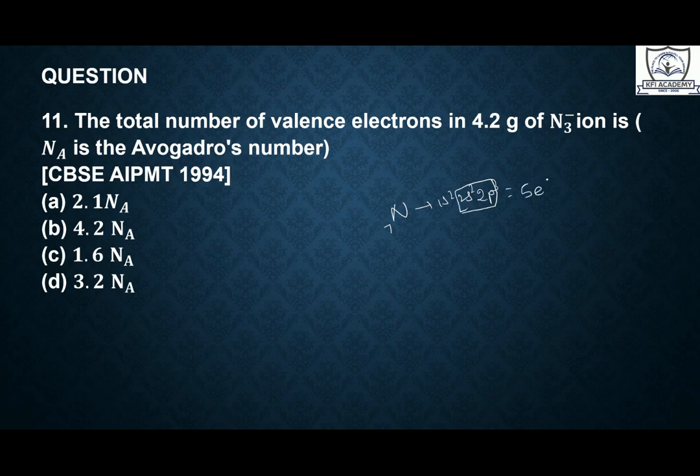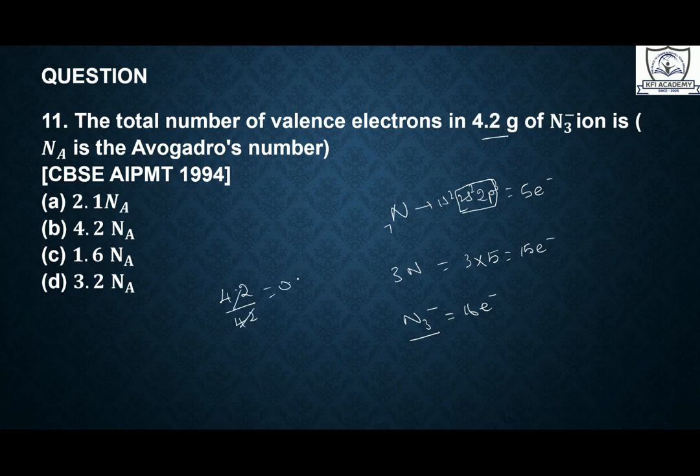For one nitrogen, 5 electrons. So there are 3 nitrogen atoms, so 3 into 5, total 15 electrons. Since it is N3 minus, 16 electrons are there. So N3 minus is nothing but azide. Now we have to calculate the total number of electrons in 4.2 gram. So convert into mole. How will you convert? 4.2 divided by the atomic mass of nitrogen, 14 into 3, 42.